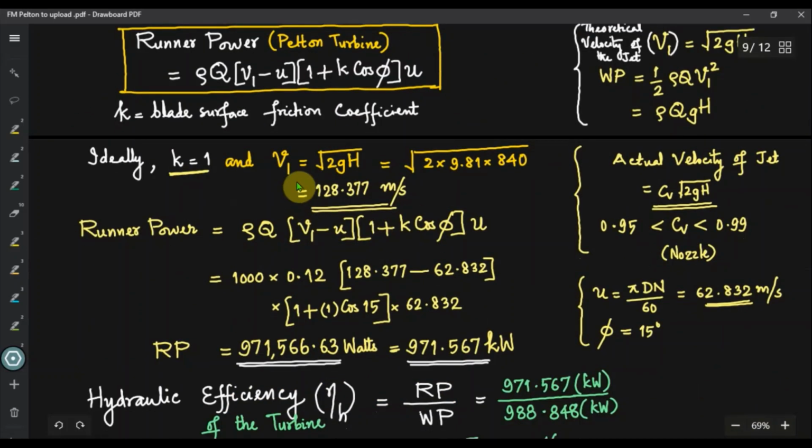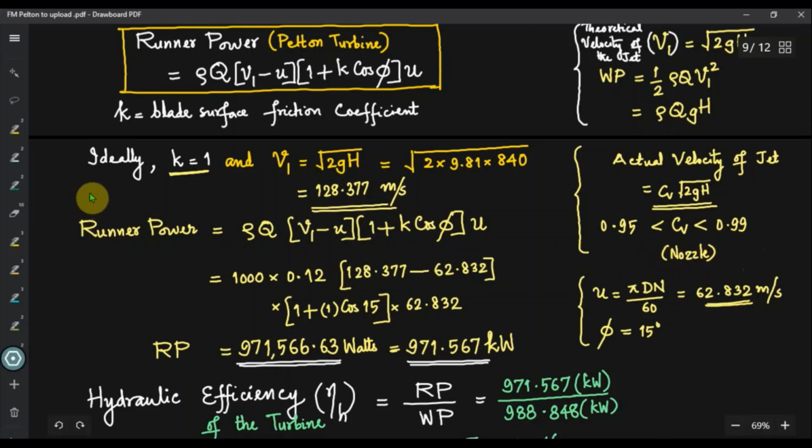And now how to get the absolute velocity of the jet? K is the blade surface friction coefficient. Ideally the value of K is equal to 1. Since that is not given in this question, you can consider that K is equal to 1. Usually the value of K ranges between 0.8 and 0.9. V1 ideally is equal to root of 2gh. The actual velocity of the jet is Cv into root of 2gh; keep in mind Cv lies between 0.95 and 0.99 usually for a nozzle, the coefficient of velocity for the nozzle.